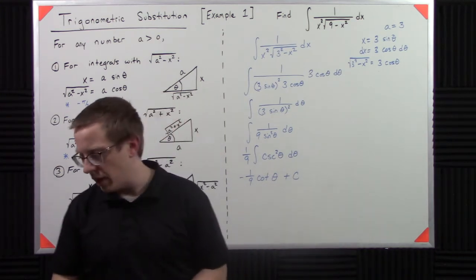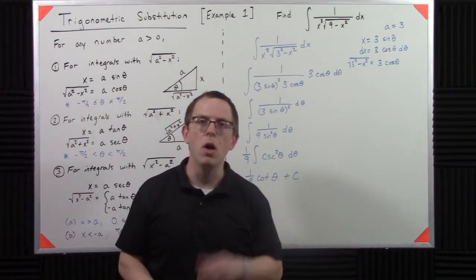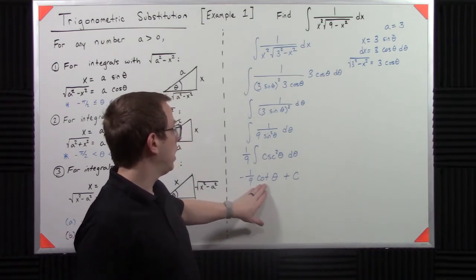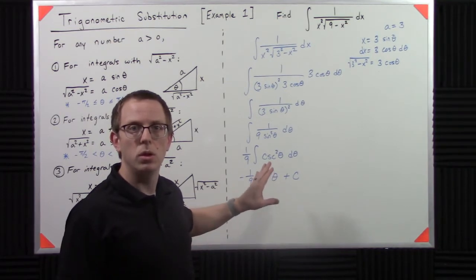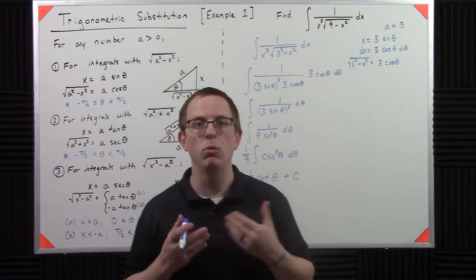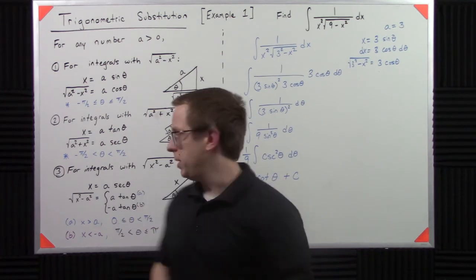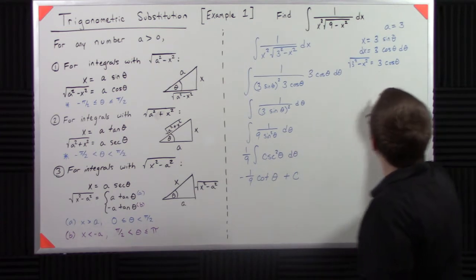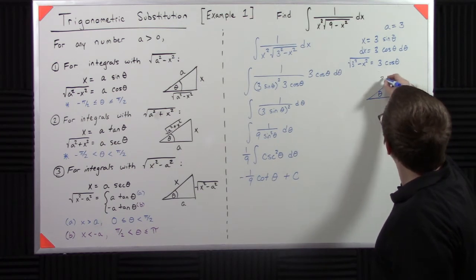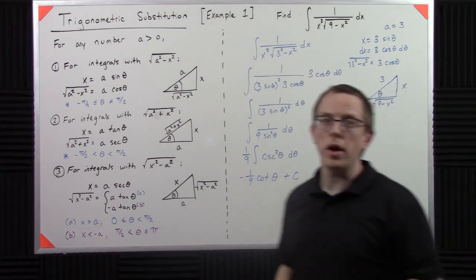So I have negative cotangent theta plus c, or negative 1/9 cotangent theta plus c. Now, I have an issue because I've got a cotangent, and I need to get back to x's. Well, there's a couple of ways to do this. This is one of the reasons that I really like advocating for the triangle method, because if you construct your own triangle, this becomes easy. So let's take this triangle here. That is my triangle for this.